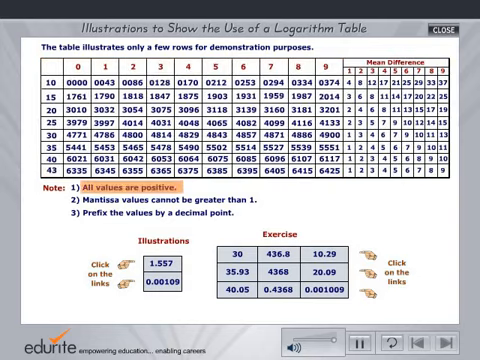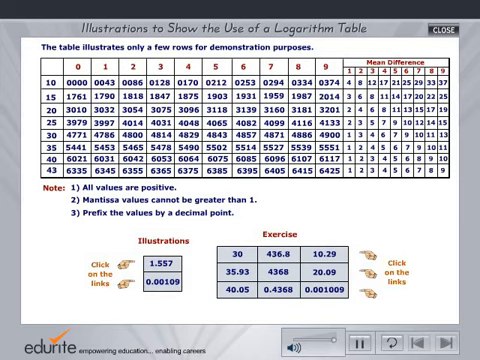Note that all values are positive. Mantissa values cannot be greater than 1. And do not forget to prefix the values by a decimal point. To learn how to get the logarithm of a number, let's see some illustrations.